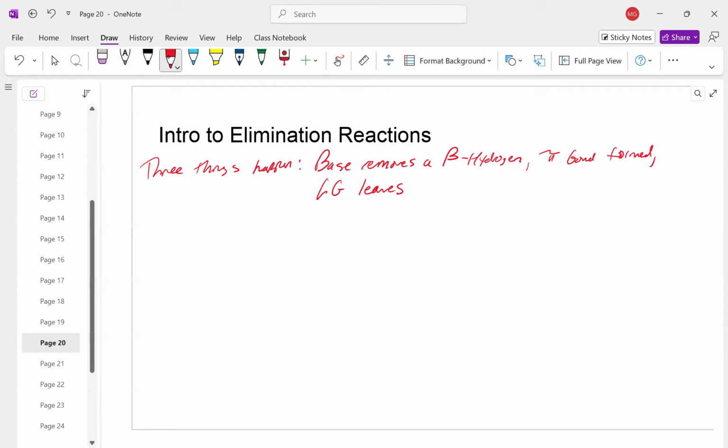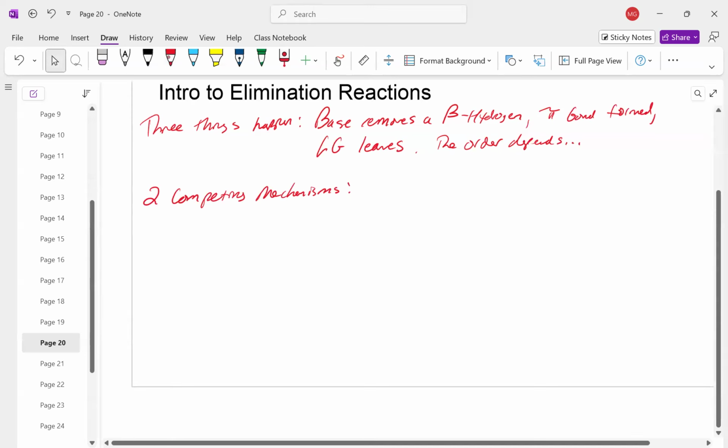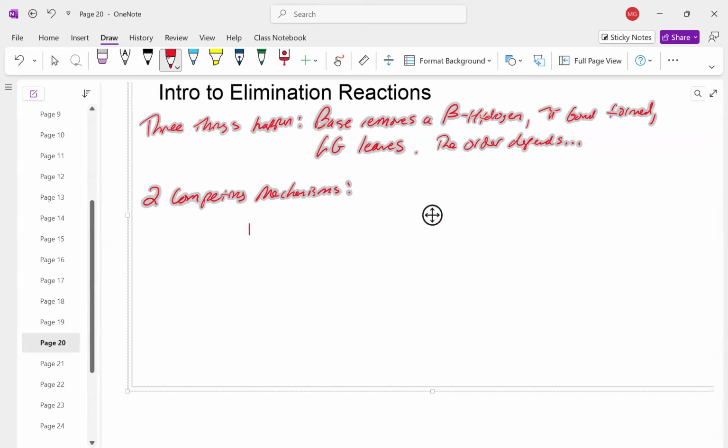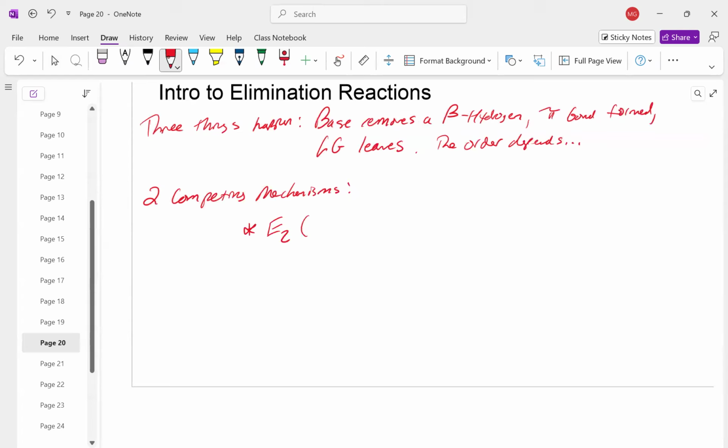Like substitution, the order with which this happens depends on which mechanism predominates. And just like in substitution, elimination has two competing mechanisms. They're very similar, in style for lack of a better word, as well as in naming. The first one is E2. E stands for elimination. And again, the 2 stands for the fact that it's bimolecular.